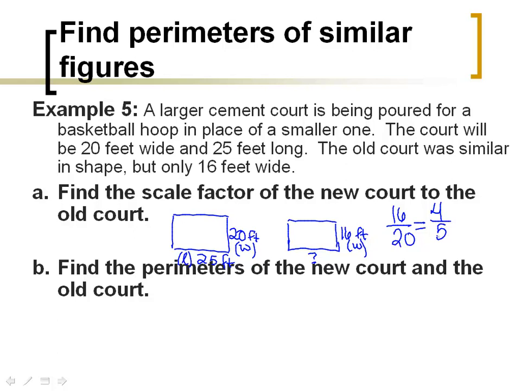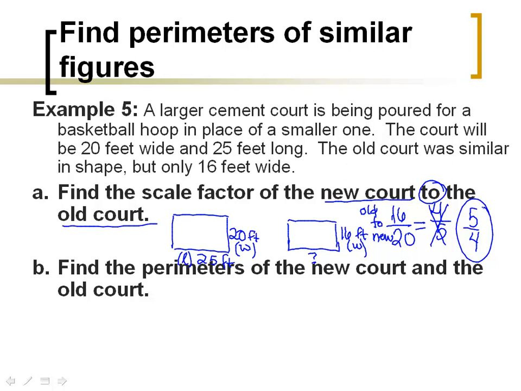So my scale factor is 4/5. Now let me just check something here though. I want my new court to my old court. Well, 16, isn't that my old court? I said my old to my new. I want it the opposite way. So instead of 4/5, if I want my new to my old, it's going to be 5/4. So 5/4 is actually my scale factor from the new court to the old court.